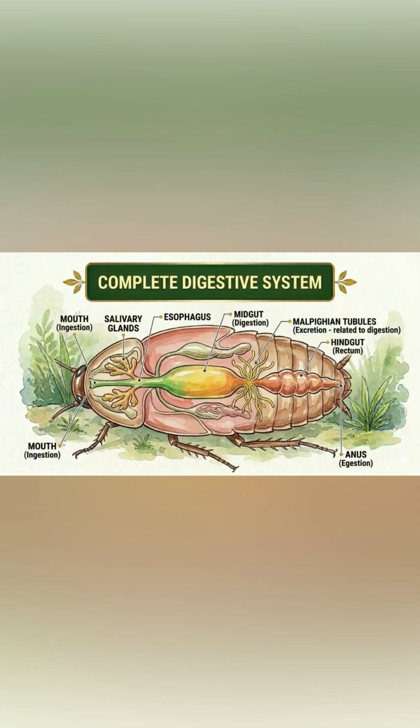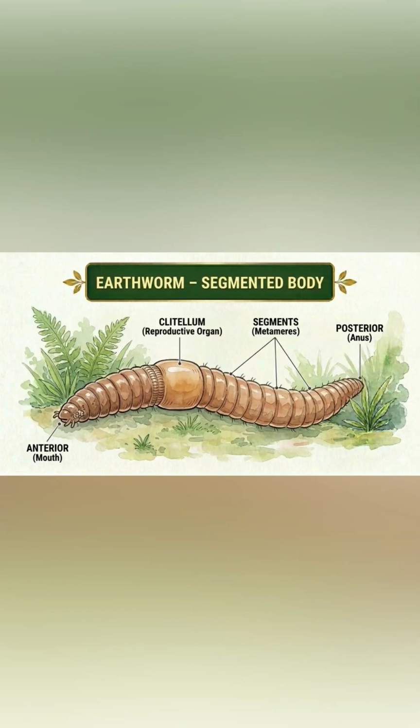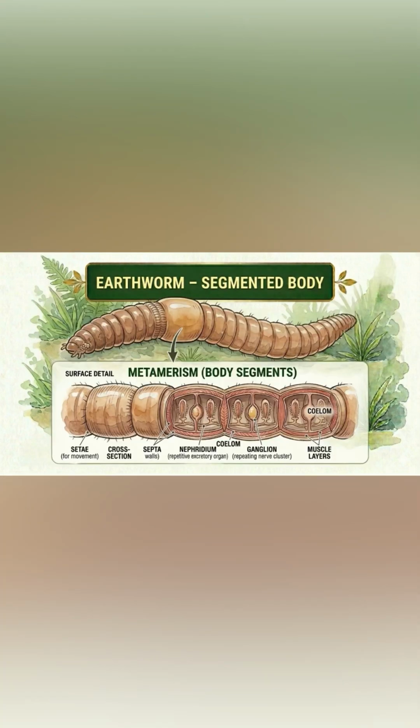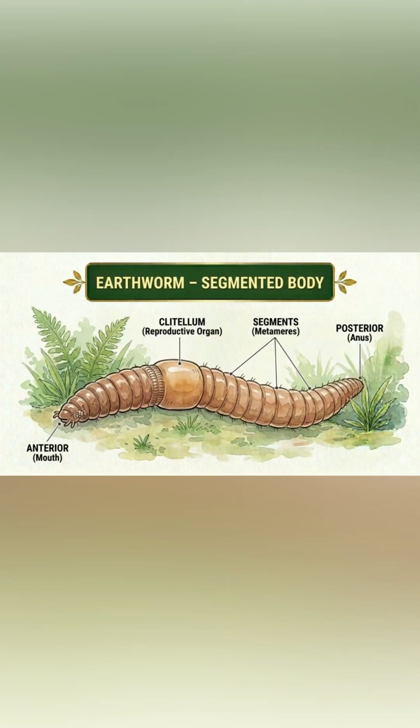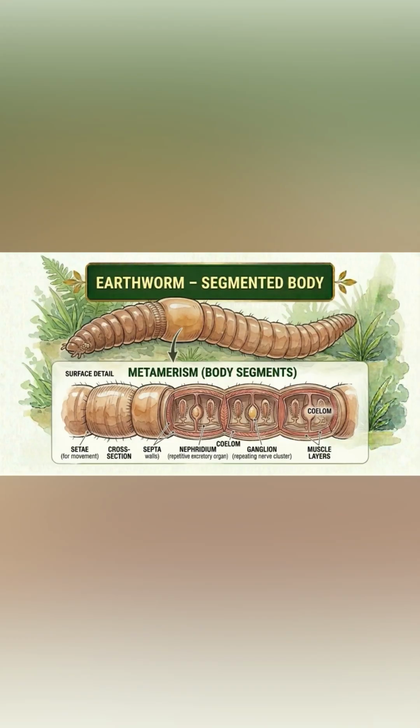Earthworm. Annelid example, body and segmentation. Visual 26 shows a cartoon earthworm labeled earthworm segmented body. Earthworms are segmented animals with repeating units called metameres. Metamerism explains segmentation, important for flexibility and movement.